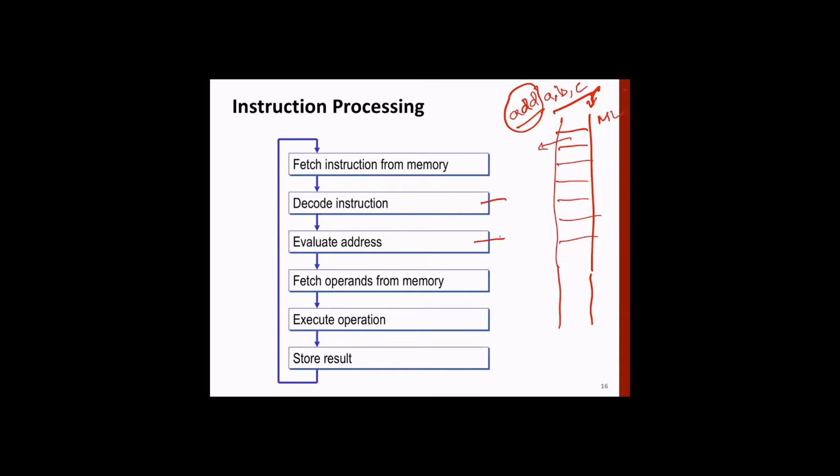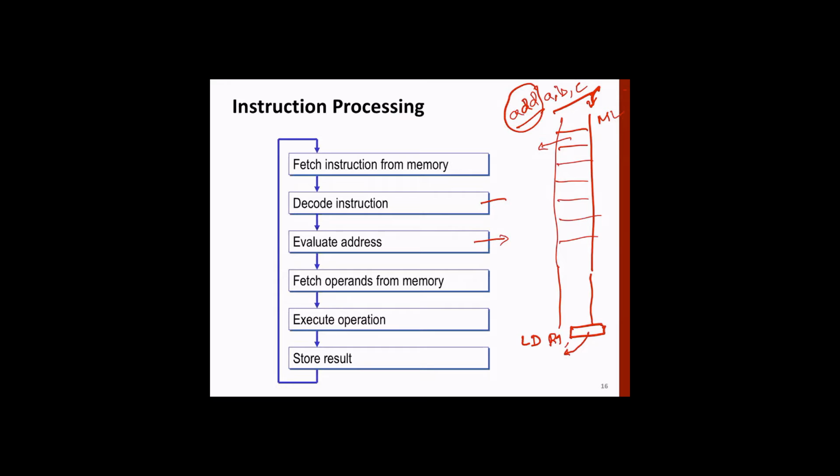Third is to evaluate the address. Suppose we are doing a load, loading a register, say R1, from a memory location. Whatever is the content of that memory location has to be brought in.